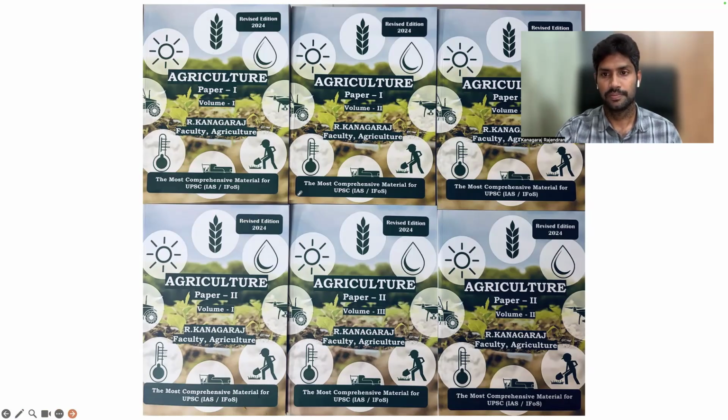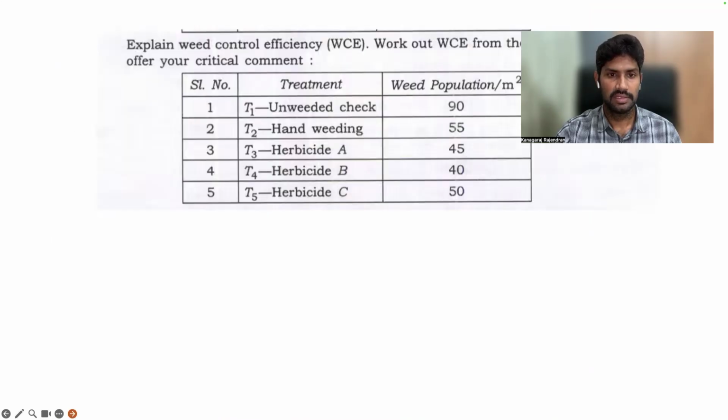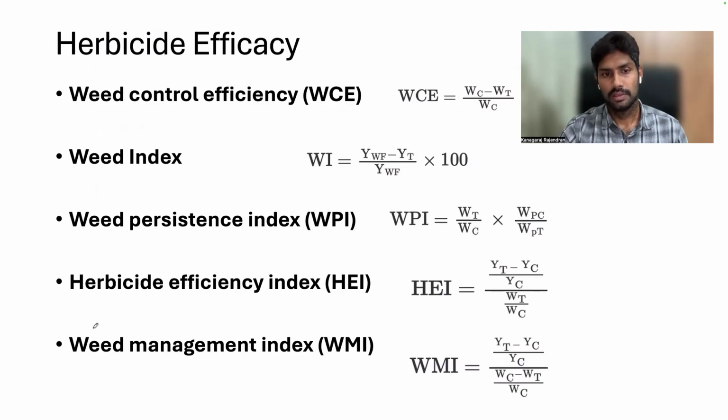So now we'll see the calculation. There are 2 questions. In 2019 also, they asked one question from the weed science area, from the weed index. And this year, they asked a question on the concept of weed control efficiency. Actually, these 2 questions are from a single topic. So the 2 calculation-based questions are from the topic called herbicide efficacy.